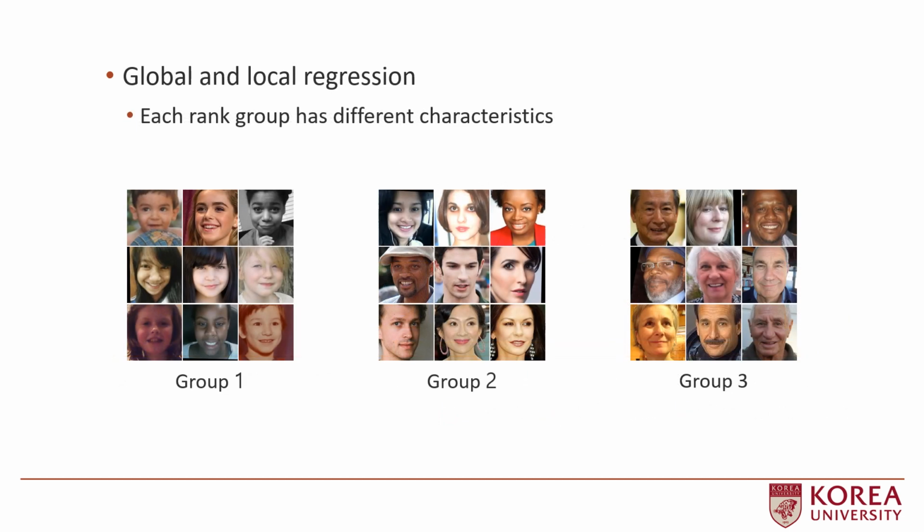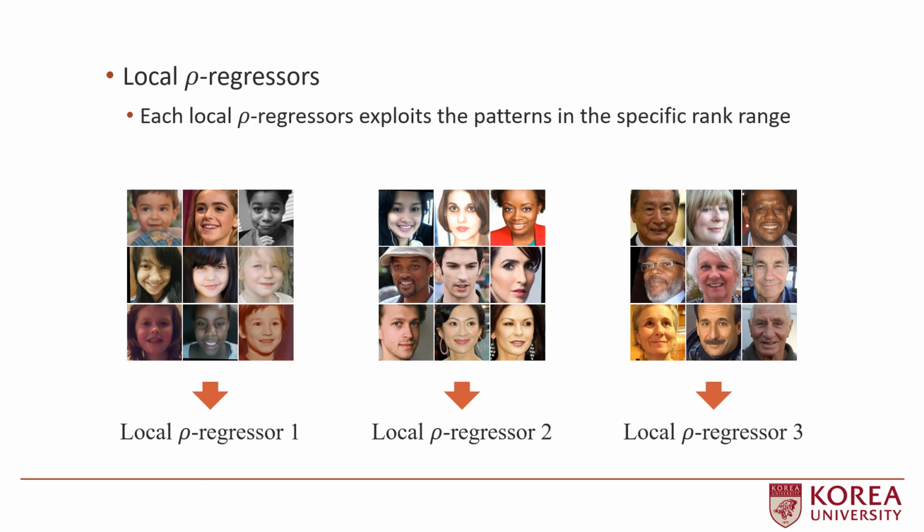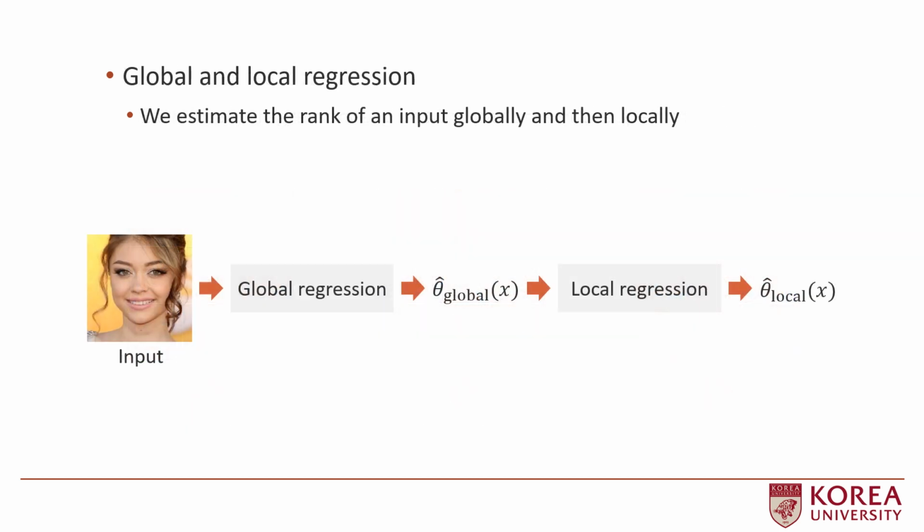In rank estimation, each rank group has different characteristics. To deal with this issue, we employ global and local row regressors. The global row regressor captures patterns from the entire rank range. The local row regressors only exploit the patterns in the specific rank range. We estimate the rank of instance globally and then locally.